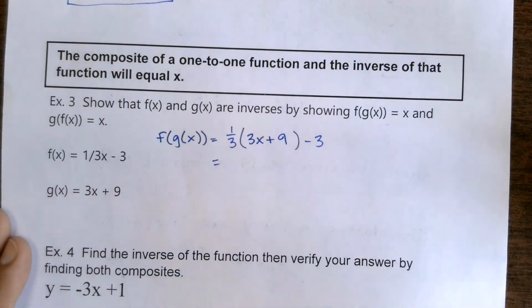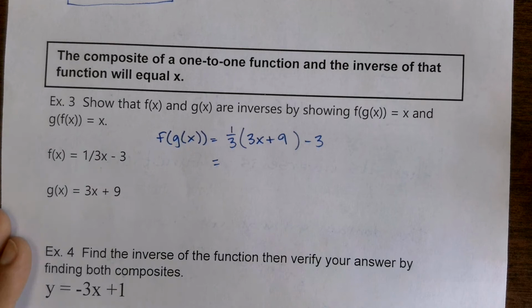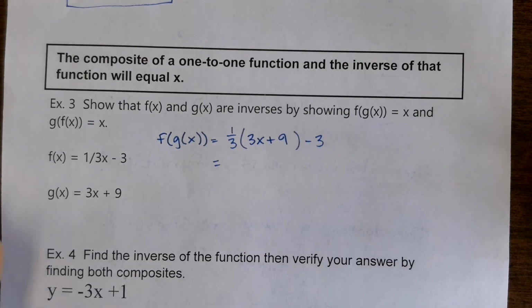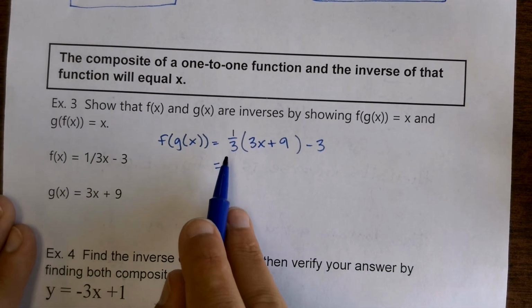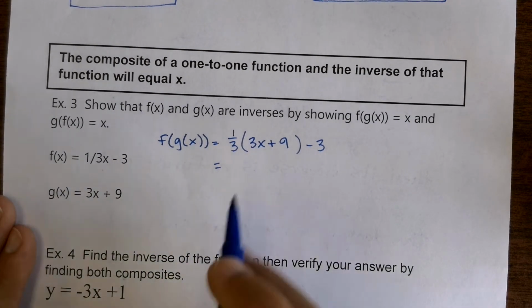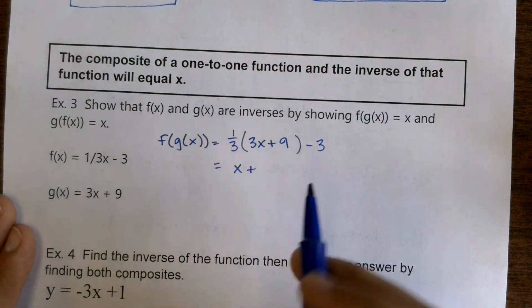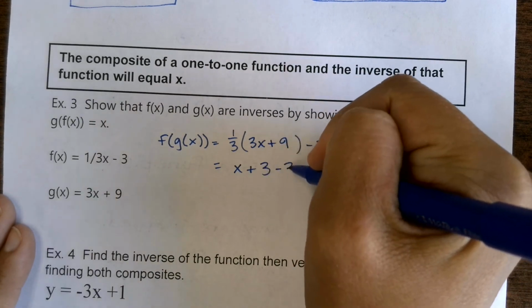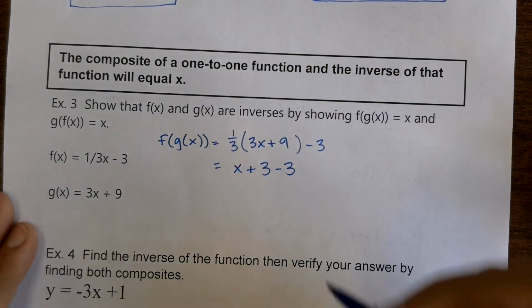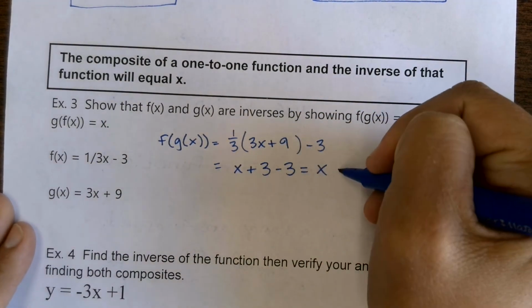And then what should happen if they are inverses of each other is that you should have everything undo. It's like opposite operation city. So if I distribute my 1/3 to everything, I'll get an x, I'll get a positive 3, and then minus 3, which is just x.